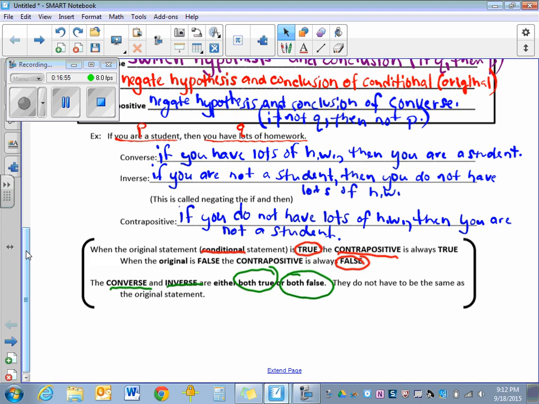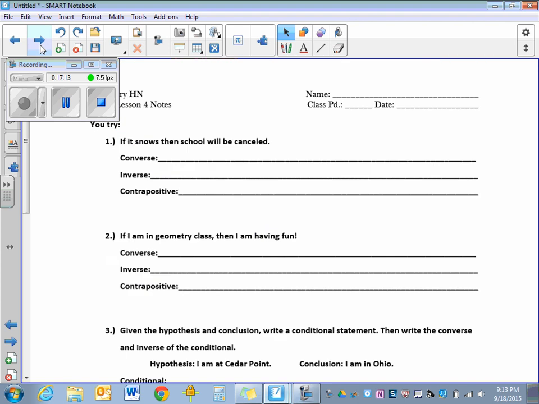Now we have some examples on the back. I'm going to go ahead and go through that first one, and then I want you to pause the video and try the other ones on your own. And then resume the video and double check to see if you got the correct answers. So let's take a look at the back side. This first problem: if it snows, then school will be canceled. It's a nice if-then statement there.